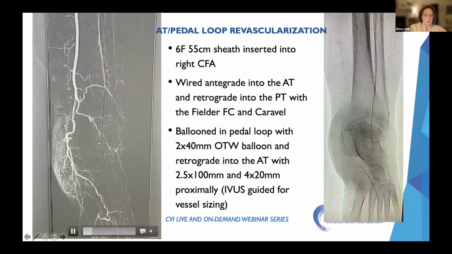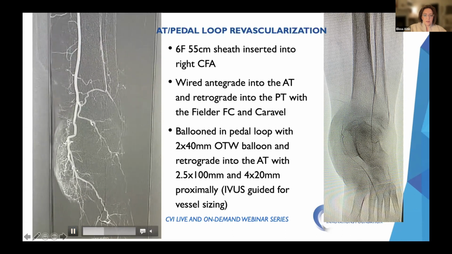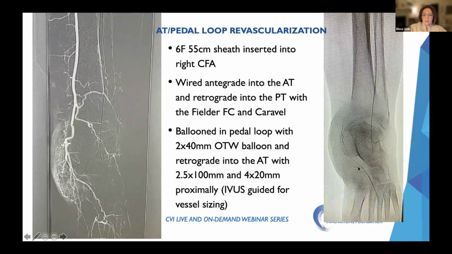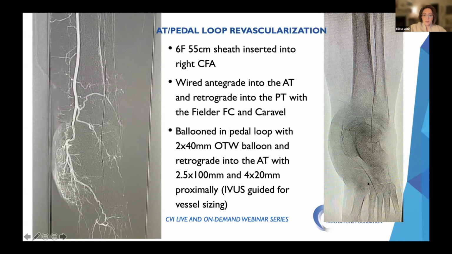So you can see the wire coming down the AT here and crossing retrograde into the PT. We ballooned into the pedal loop with a 2x40 over-the-wire balloon, and then back into the AT at the ankle with a 2.5x100. And then I used IVUS to size because these vessels looked rather large, and so used a 4x20 millimeter balloon for the proximal AT.